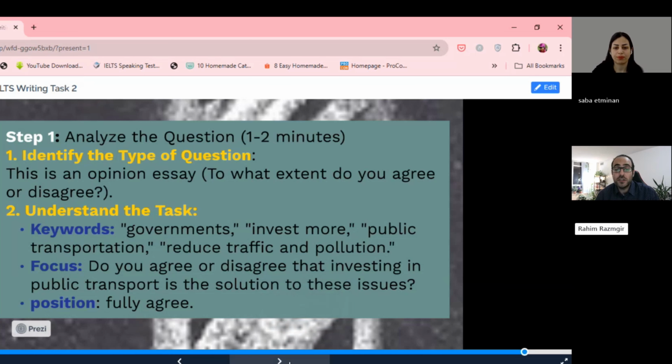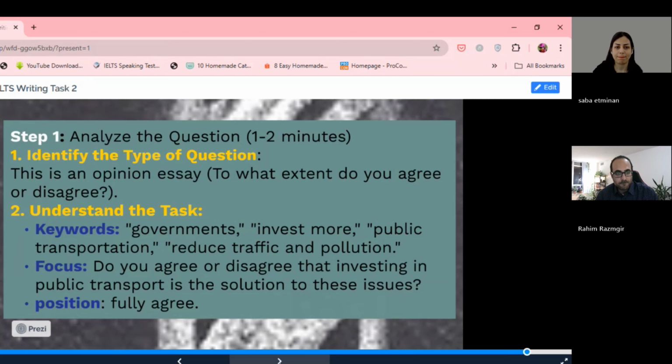Good news is, regardless of your answer, you are right. It doesn't really matter whether you agree or disagree. You could agree that investment leads to better public transport, which solves these issues, or you could disagree. That's not the point. You're not going to lose any marks for agreeing or disagreeing. The point is whether you agree or disagree with the correct question. That's the point.